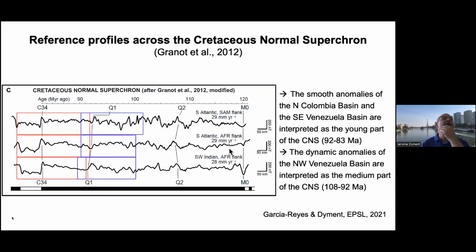And here is a comparison with the profile I was showing before. The Colombia Basin will be in this part, and the Venezuela Basin in this part. And that helps us to interpret the age of those basins and to reconstruct this evolution. And I encourage you to see the paper to see the continuation of the story that I cannot give here.